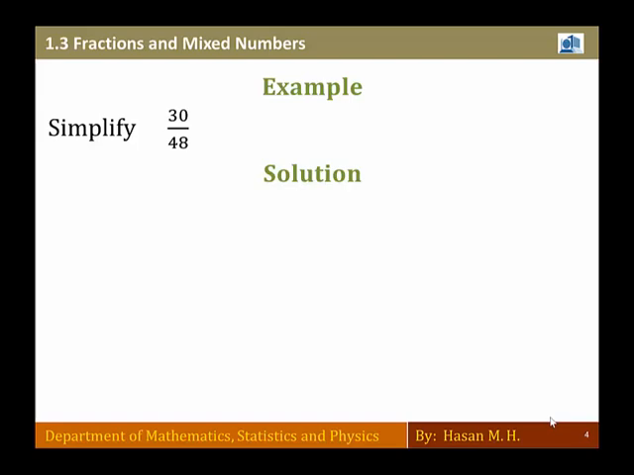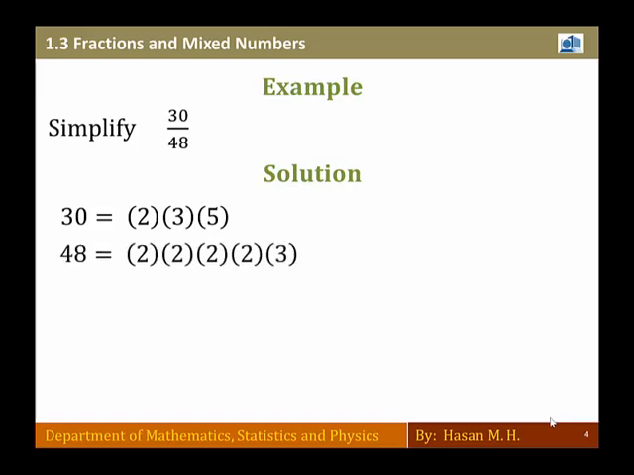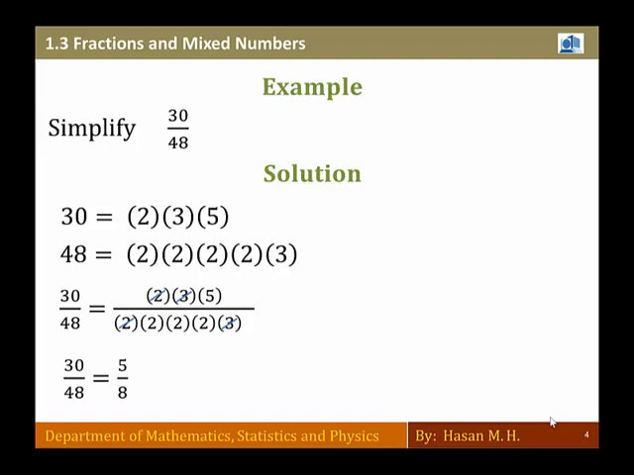To write 30 as a product of primes, 30 will be equal to 2 times 3 times 5. And to write 48 as a product of primes, 48 is equal to 2 times 2 times 2 times 2 times 3. Therefore, 30 over 48 will be equal to 2 times 3 times 5 over 2 times 2 times 2 times 2 times 3. Now cancel out 2 and 2, 3 and 3. Therefore, 30 over 48 will be equal to 5 over 8.